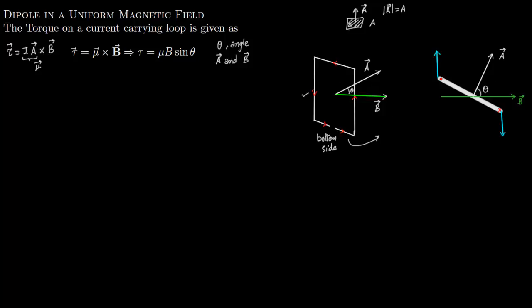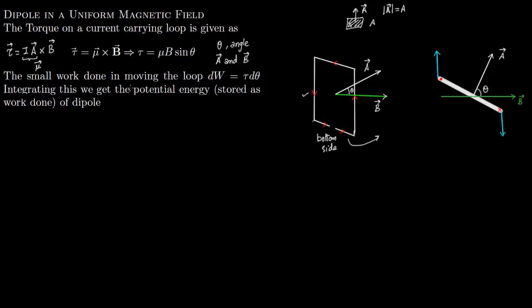Now, work done in moving the loop. We had seen that the net force on the loop was 0, but the force was acting at two different points, so it produces a torque. So the small amount of work done, dW, is nothing but torque times d theta. This small work done gets stored as potential energy. So integrating this, you get the potential energy, which is stored as the work done.